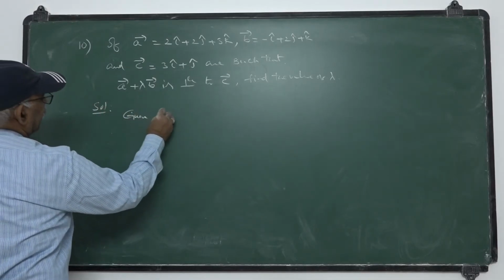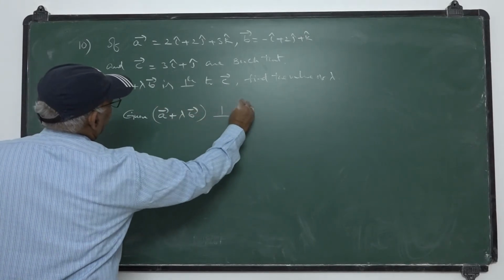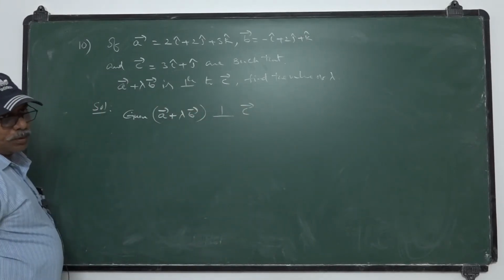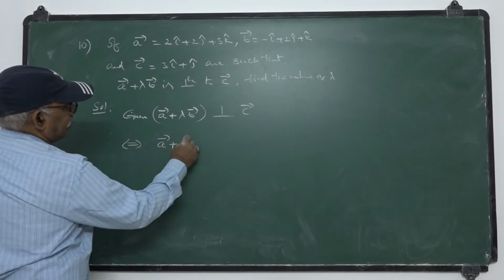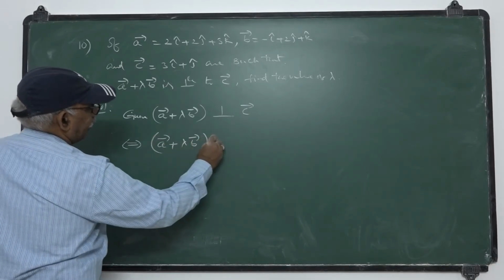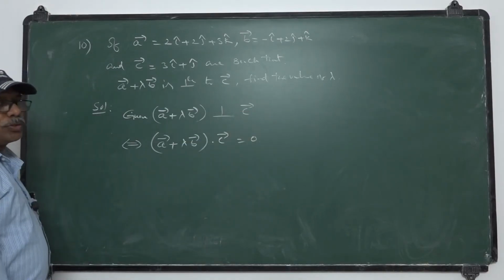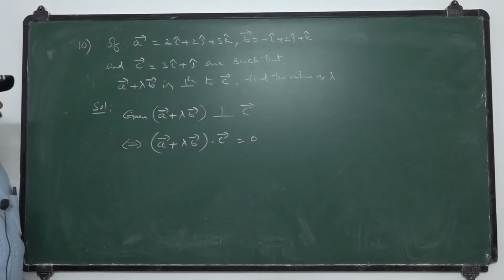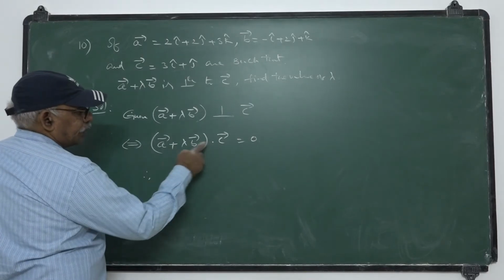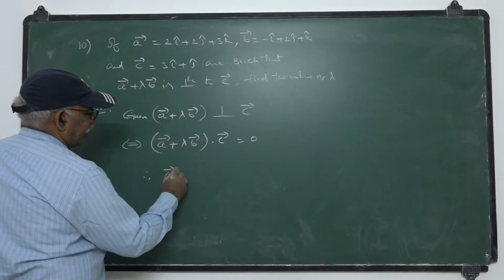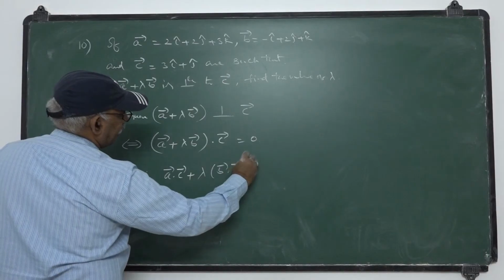Here, given a bar plus lambda b bar is perpendicular to c bar, that implies a bar plus lambda b bar dot c bar is 0. This is one vector, this is one vector. These two vectors are at right angle. Hence their dot product is clearly 0. Therefore, since dot product is distributive, a bar dot c bar plus lambda into b bar dot c bar is 0 itself.